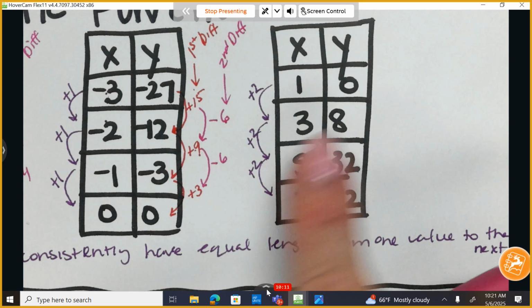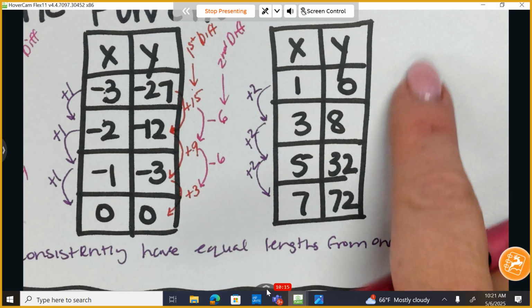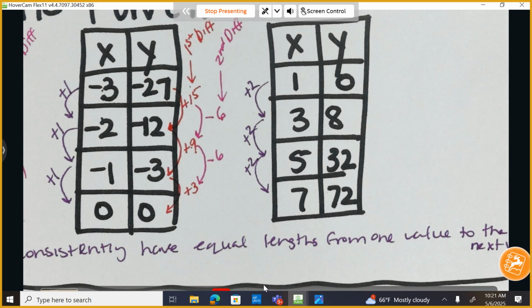Okay, right now I'm going to press pause. Please find the first difference, and if it's not equal, like these are not equal, then find the second difference.